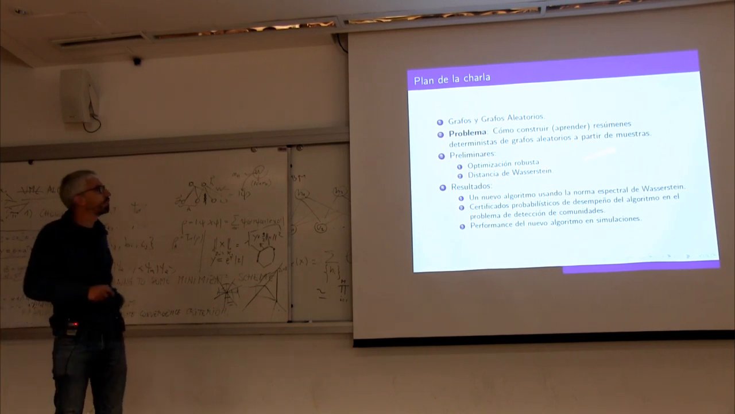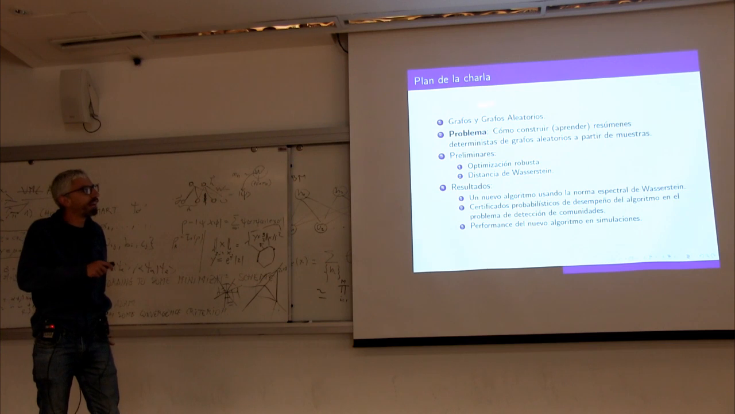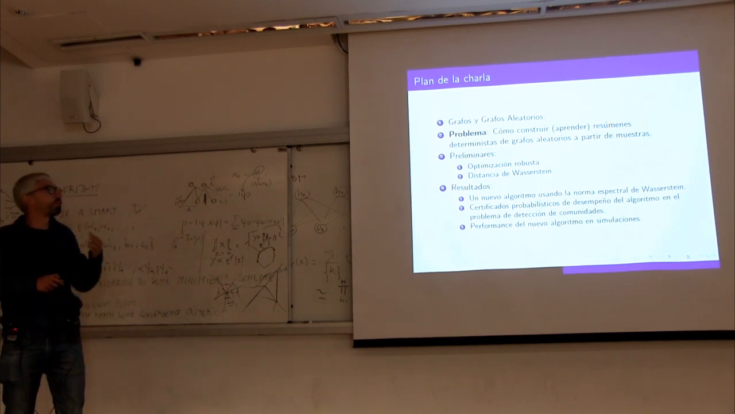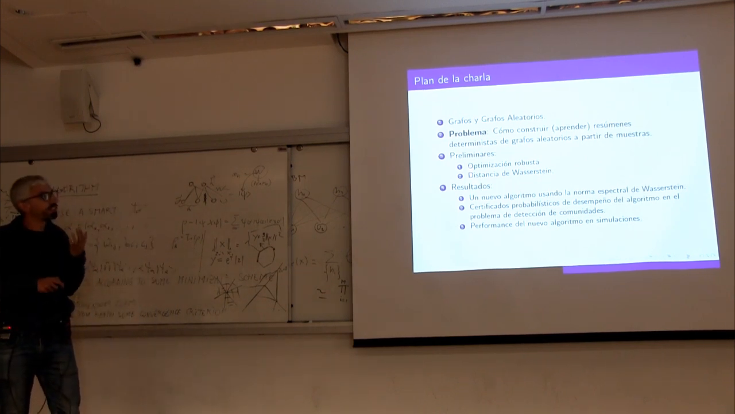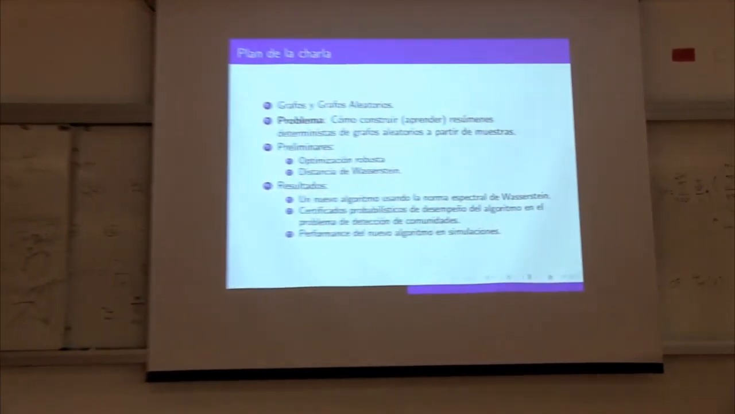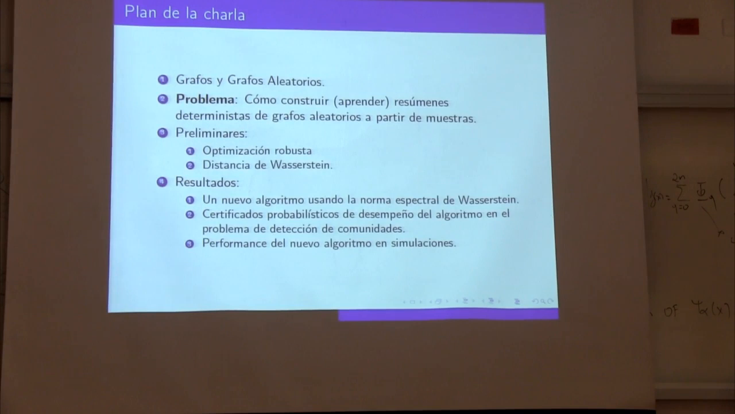So I'm going to begin by giving you some summary about graphs and random graphs. And then I will discuss our main problem, which is the question of how to build deterministic summaries of random graphs from samples. So I will be working in the same learning setting we have discussed during the school, but the kind of problems I will ask are slightly different, and so I will try to explain what is it that we want to do.